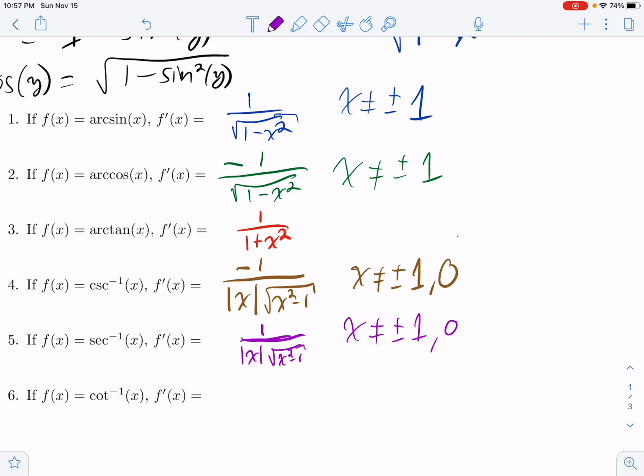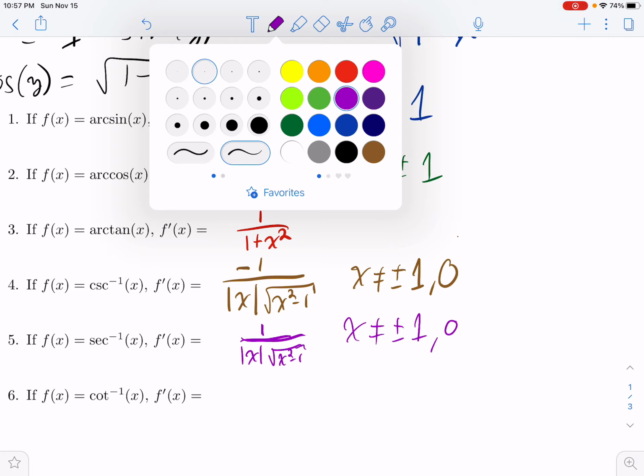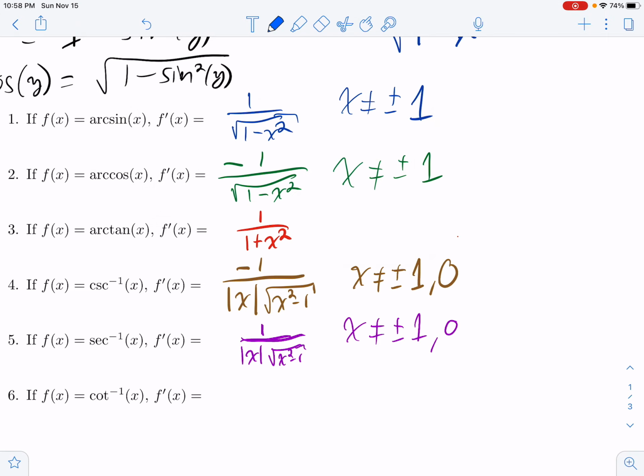And then cotan is just the negative of arctan. We'll do this one in, I guess, a bright blue. Cotan is negative 1 over 1 plus x squared. And again, there's no restrictions because 1 plus x squared can never be 0.